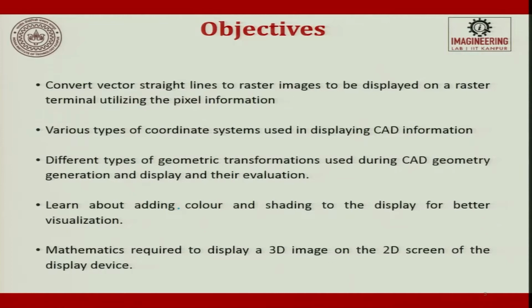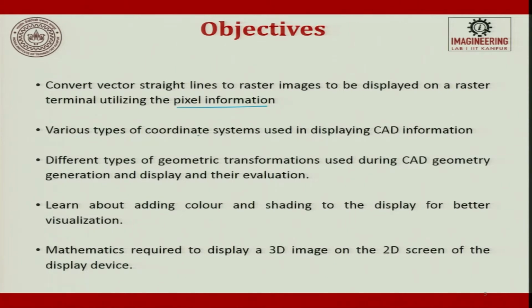So, the objective of this lecture is going to be to convert a vector straight line to a raster straight line. When we are trying to draw a straight line in a computer, how does it happen? How does it convert a vector straight line to a raster image to be displayed on the raster terminal utilizing the pixel information? This we will try to understand in this lecture.